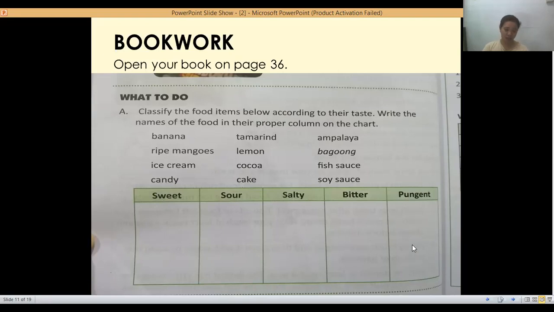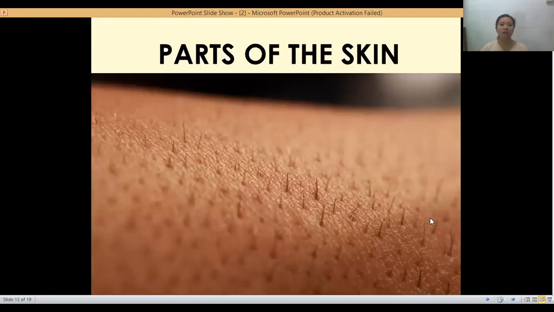So now, again, close your book. Thank you. So now we will proceed to the last one. We're done with the nose and the tongue, and the last one is the skin. Your skin is the largest organ of your body. You can feel with your skin. So let's study the parts of the skin.